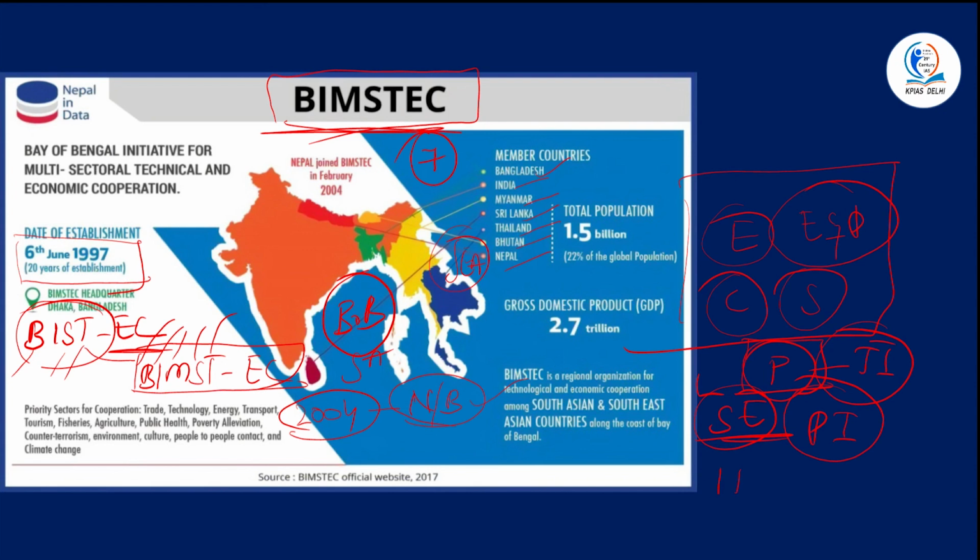Next important principle is non-interference, that is, non-interference in the internal affairs of the member states. Next is peaceful coexistence, promoting peaceful coexistence among the member countries, which ensures mutual benefit. This could be another principle. Mutual benefit, ensuring activities are mutually beneficial for all the countries. And also it should ensure complementarity. Complementarity means acting as a complement but not as a substitute to other bilateral or multilateral groupings. These are some of the fundamental principles of this BIMSTEC grouping. You have to know this from a prelims point of view.